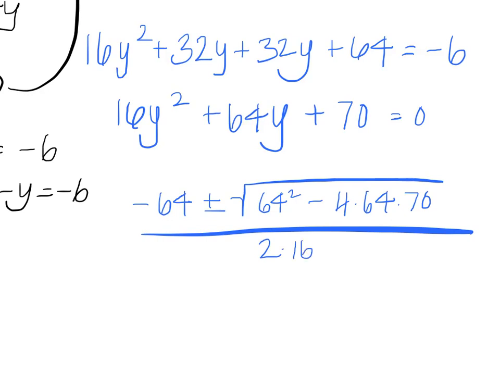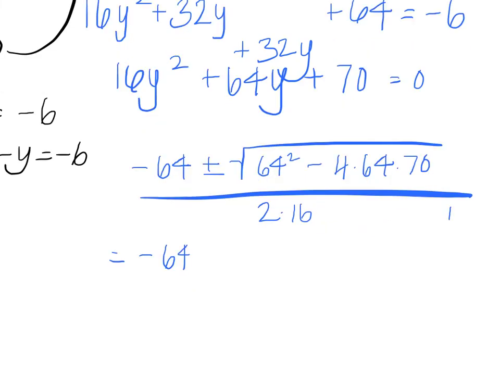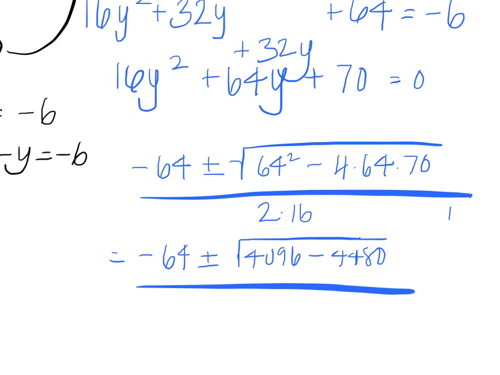Let's go ahead and multiply some of this out. 64 squared. All right, so that's 64 plus or minus the square root of 64 squared, which ends up being 4,096, minus 4 times 64 times 70, which is 4,480, all over 32.